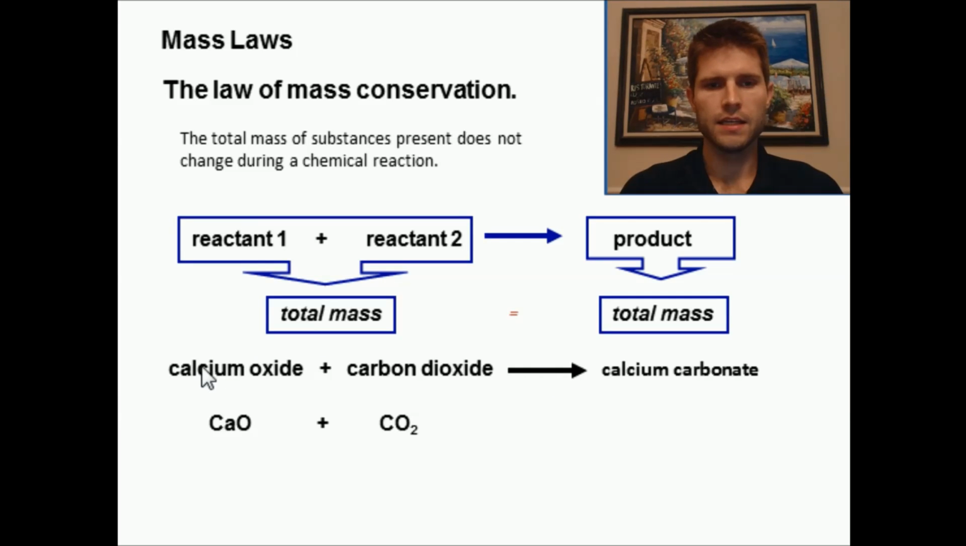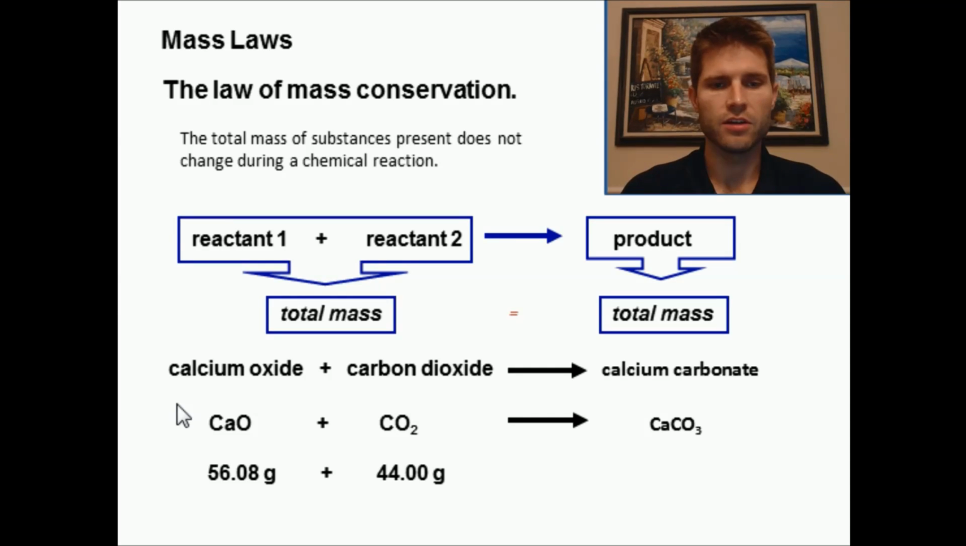So let's say this is the formula for calcium oxide, this is the formula for carbon dioxide, and this is the formula for calcium carbonate. Within 3 weeks, you will be able to either write the formula from the name or write the name from the formula. And so within the next few weeks, you'll be able to do that.